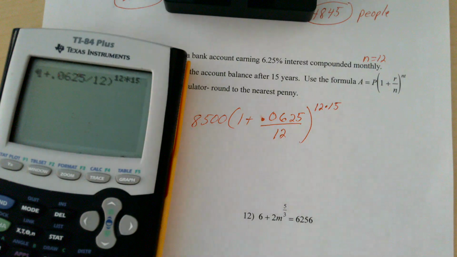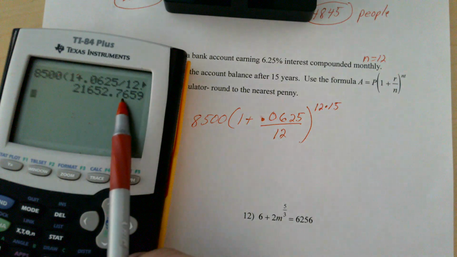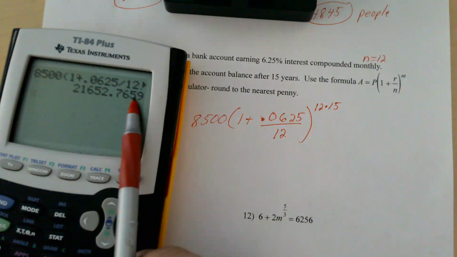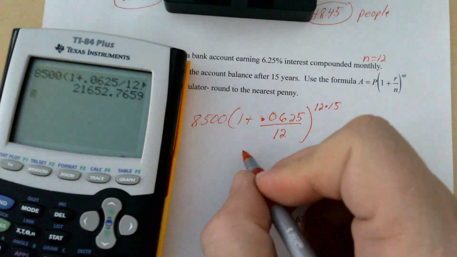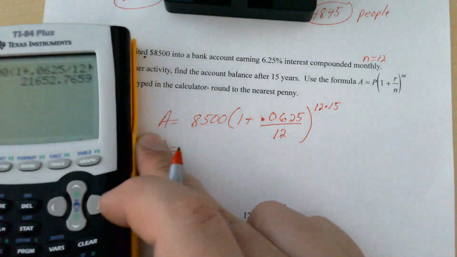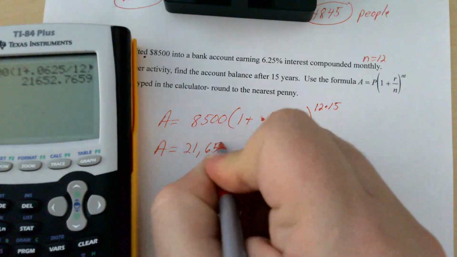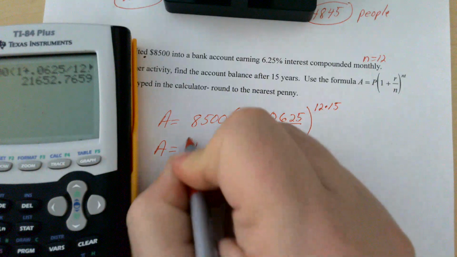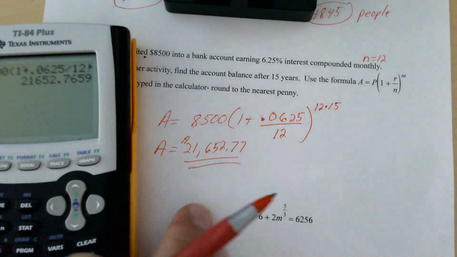And as soon as you do that, you will need to just write down the answer to the nearest penny. So you would expect 77 cents, not 76 cents, because this is 5 or greater. Okay. So at the end of 15 years, your 8,500 really becomes $21,652.77. Not bad. Okay. And that's a pretty good interest rate.